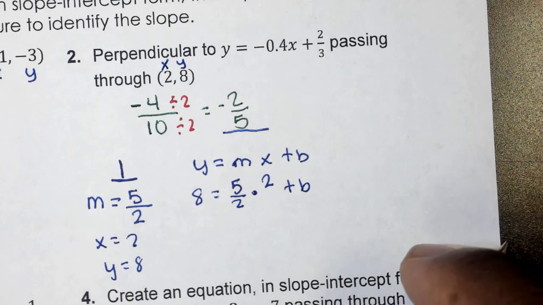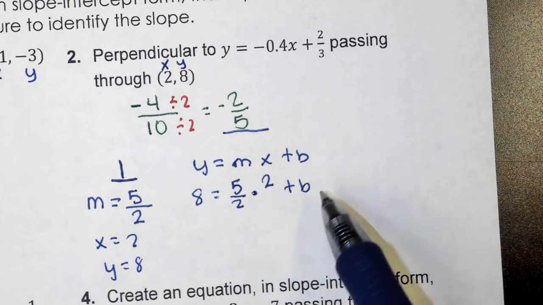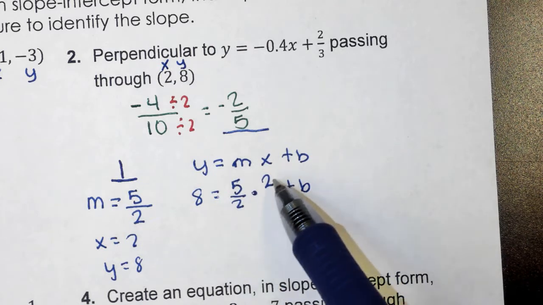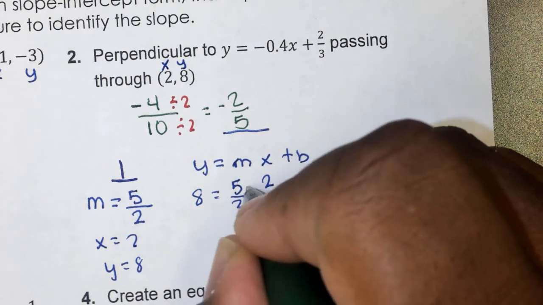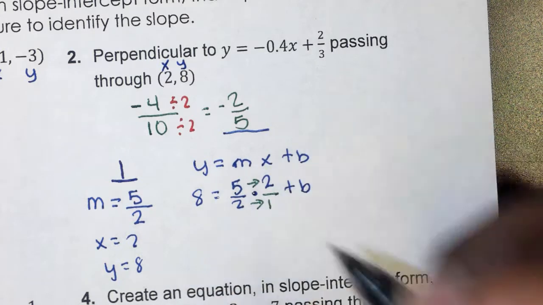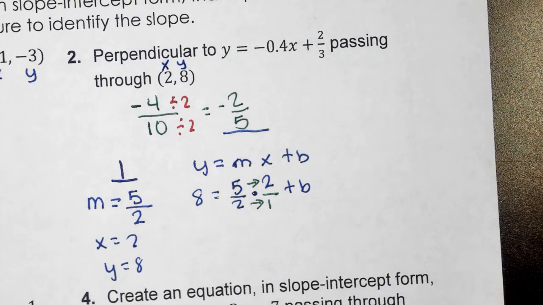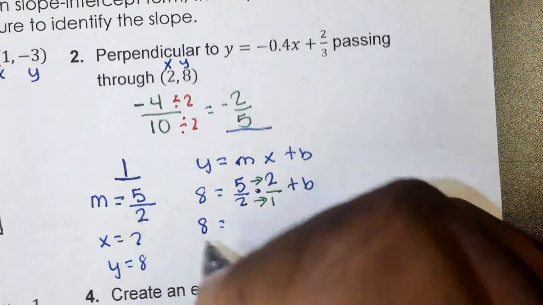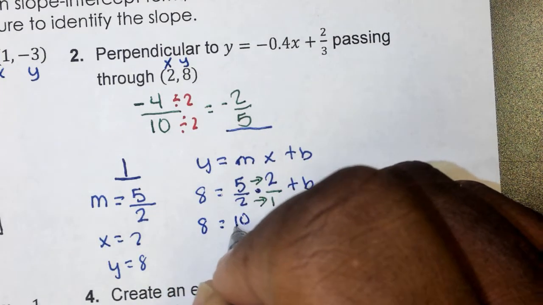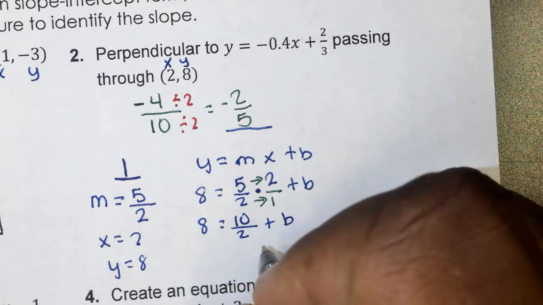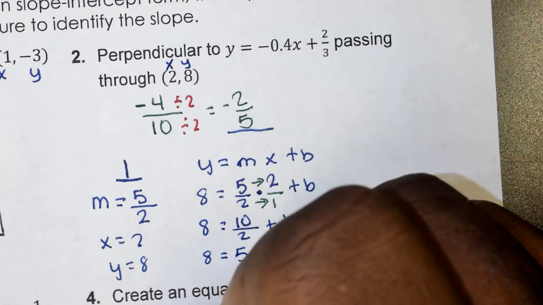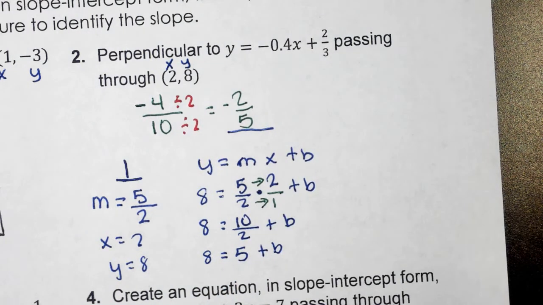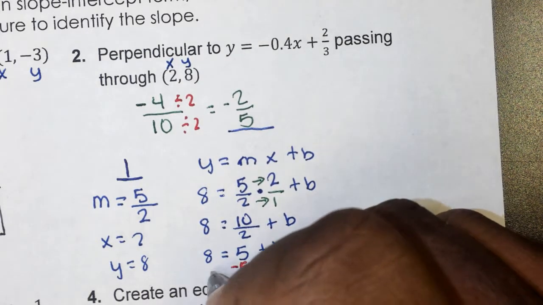I put the 2 up there for a reason. So once you write it out, on this side you got a fraction times a whole number. Y'all should know how to handle that. Make that whole number a fraction, then multiply straight across. You get 8 and then 10 over 2 plus b. Simplify that. 10 over 2 becomes 5. So it's 8 equals 5 plus b. And then the only step you need to take to solve for b is subtracting 5 on both sides.